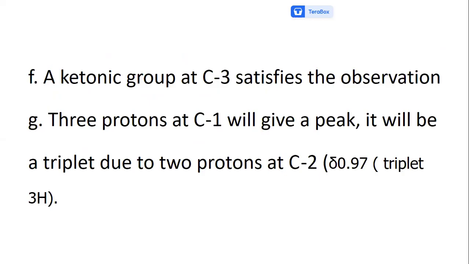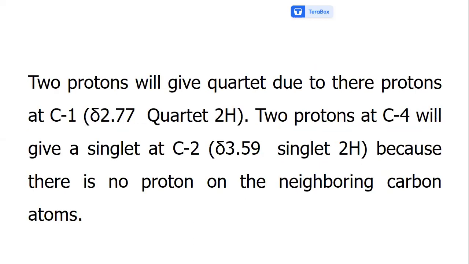A ketonic group at C3 satisfies the observation. The 3 protons on C1 will give a triplet due to 2 protons at C2: 0.97 triplet, 3 hydrogen. The protons on C2 will give a quartet due to 3 protons at C1: delta value 2.77 quartet, 2 hydrogen. 2 protons at carbon 4 will give a singlet at delta value 3.59, 2 hydrogen, because there are no protons on the neighboring carbon atoms.